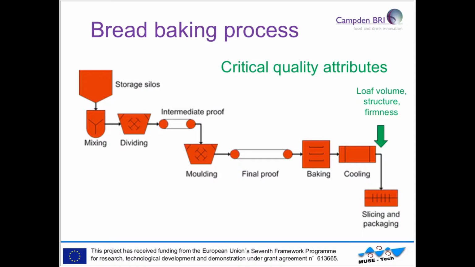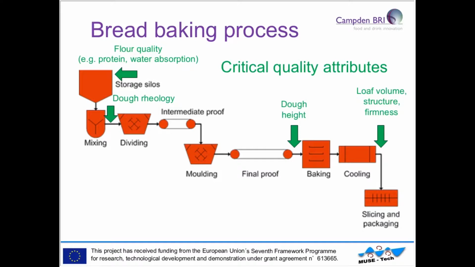Within a bread process, the final loaf quality includes things like the volume of the loaf, its structure and its firmness. Raw materials will also be assessed. Flour quality in particular is important, so there's a number of properties that will be included in a specification. And there are several things that we can identify through the course of the process. So the rheology of the dough as it comes out of the mixer, and for example, coming out of the prover, the height of the dough is critical. And once you've baked it, the external colour is something that matters.